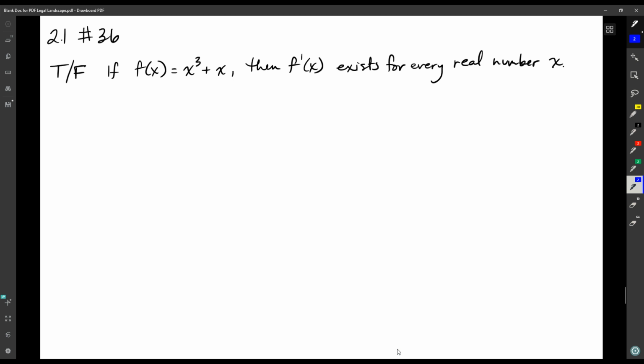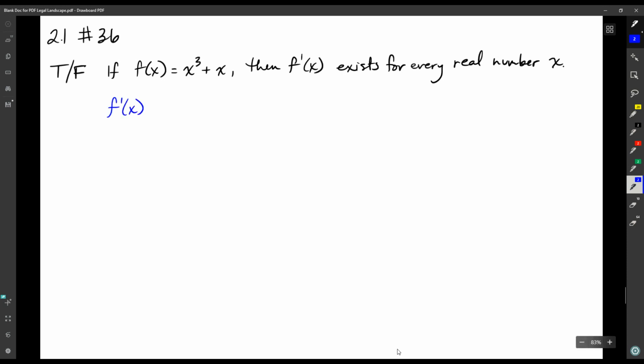Here's number 36 from 2.1. It's a true-false question. If f of x is equal to x cubed plus x, then f prime of x exists for every real number x. Is that true or is that false? Well, let's take a look at f and maybe examine f prime.